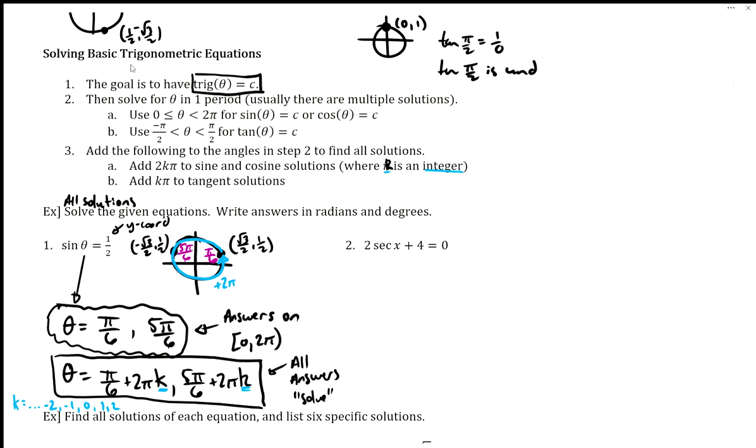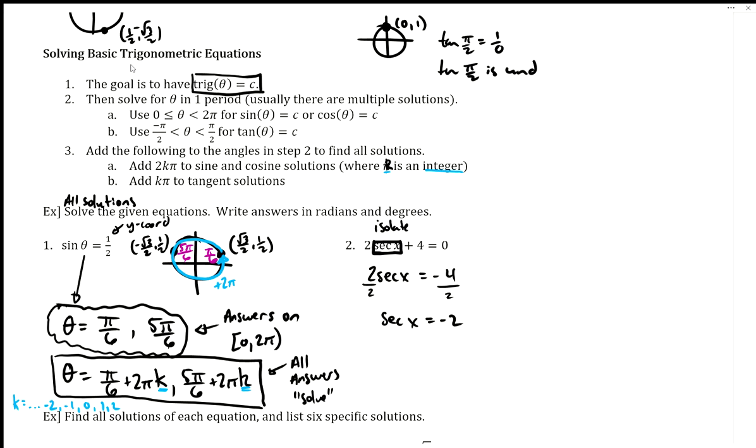So for number 2, our goal is to get the trig function by itself. So we want that to be isolated. So that means we should subtract 4. So we would have 2 secant of x equals -4. And again, I want the secant of x all by itself. So that means at this point, I should divide by 2. So I'd have secant of x is equal to -2.